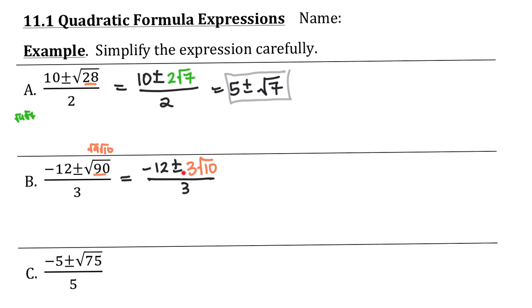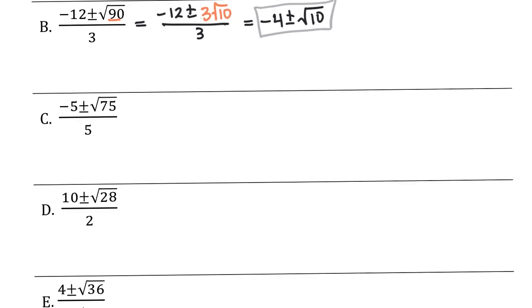Now you could add these first and then divide by 3, or I can divide each one individually by 3. Because these are not like terms, I'm going to divide each one individually by 3. So if I do negative 12 divided by 3, that simplifies to negative 4. And if I do 3 square root 10 divided by 3, the 3's cancel, and I'm left with square root 10. Negative 4 plus or minus square root 10 is a much nicer answer than the original answer I found using this quadratic formula. Okay, I'm going to keep going. If you're ahead, that's fine. Just check your answers at the end.